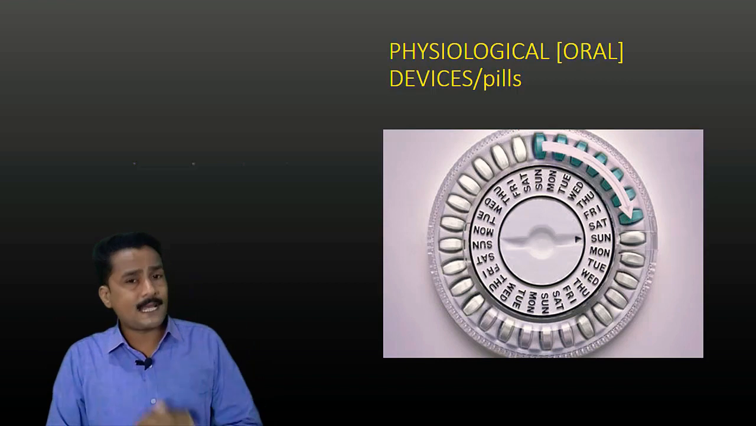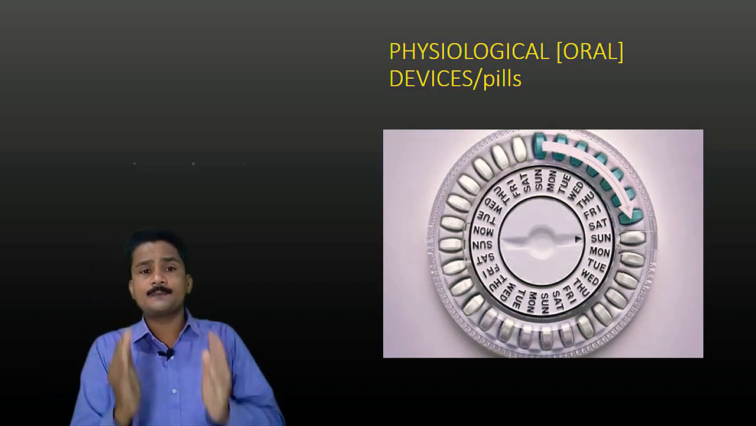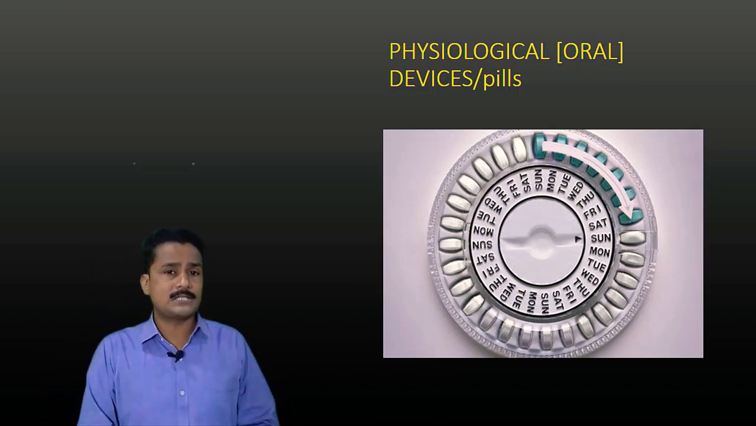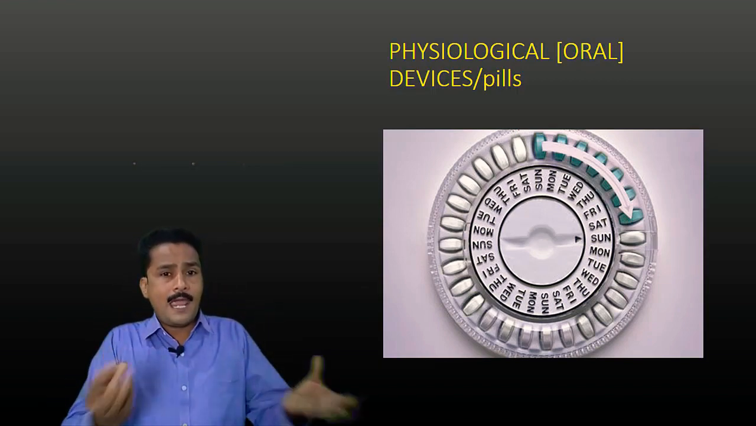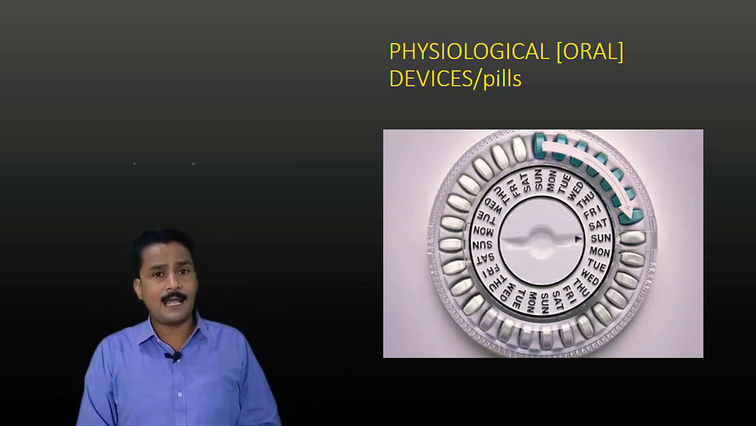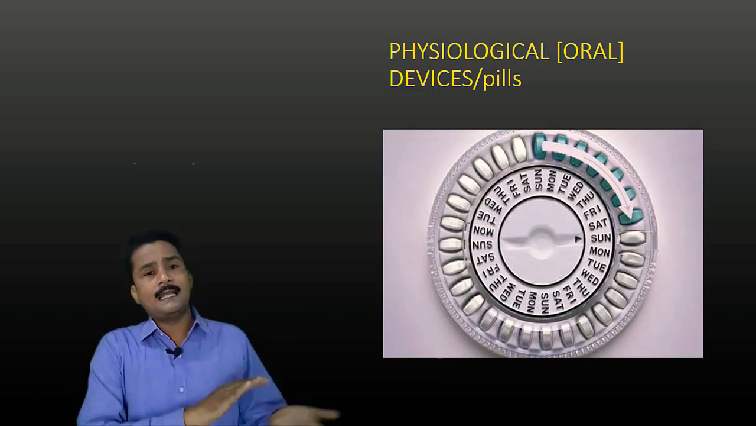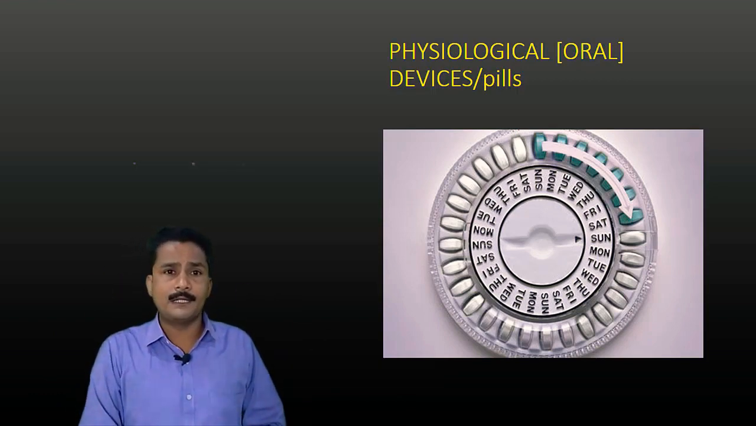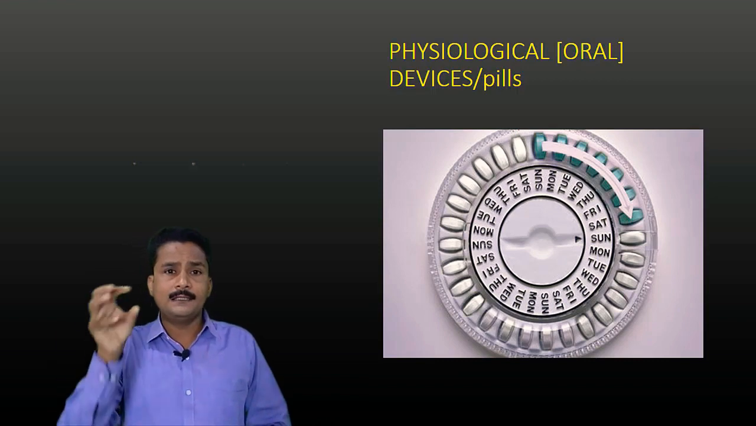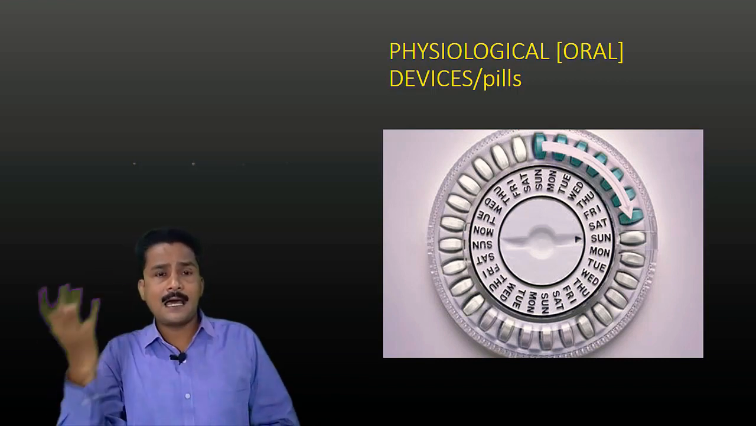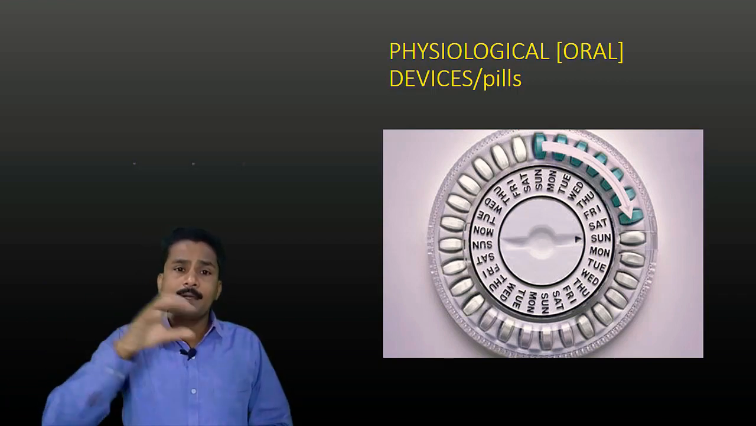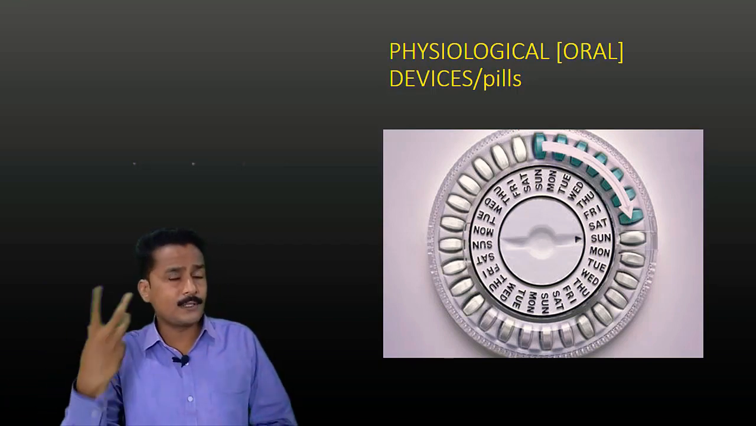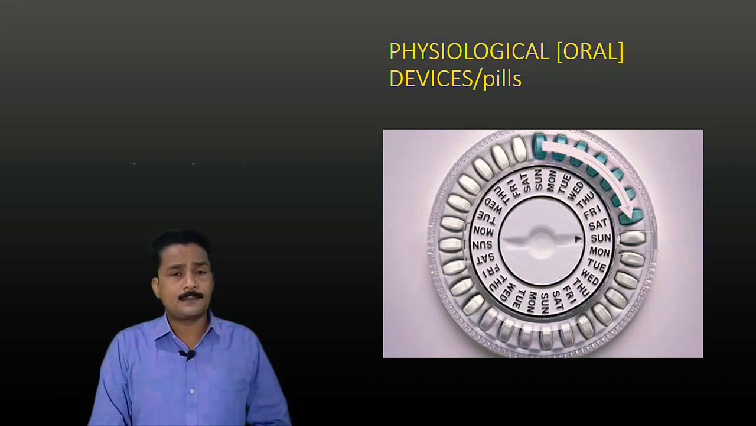What is the mechanism of action of these pills? These pills inhibit the process of ovulation. As the ovulation is inhibited, no egg is released, and due to that the fertilization process is ultimately prevented. These pills also have the capability to alter the quality of cervical mucus, and that is important to prevent the entry of the sperm.